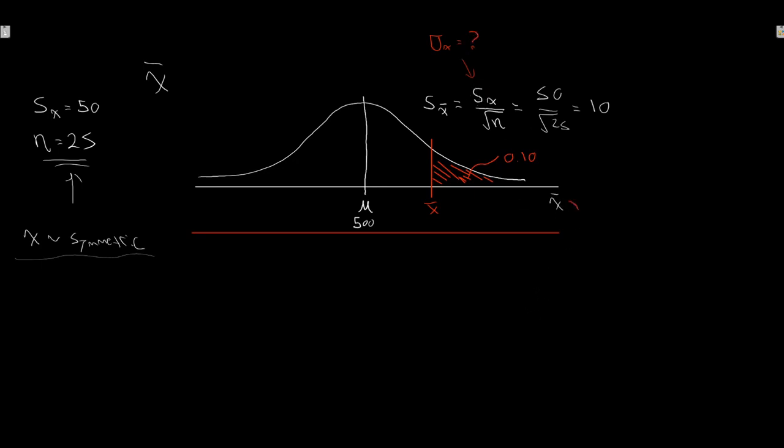So we still need to standardize, but this time we're going to standardize with a t with n minus 1 degrees of freedom. We have an n of 25, so we're going to be standardizing to a t24. Just keep that in mind: t24. Instead of a value of z, we're looking for a value of t.